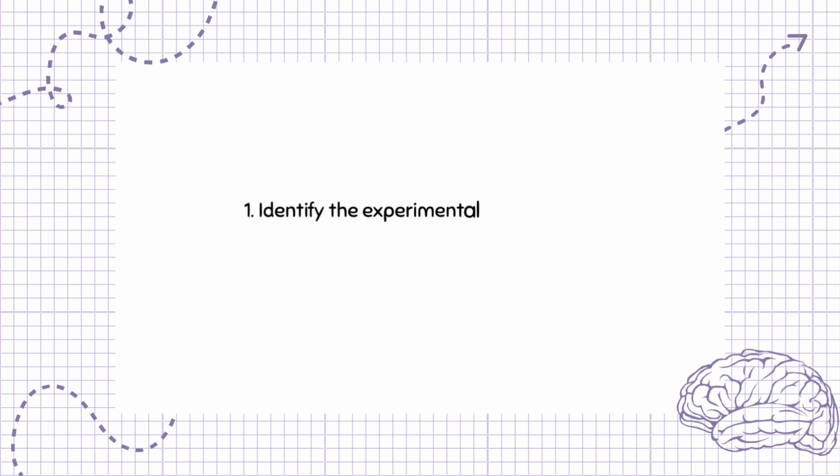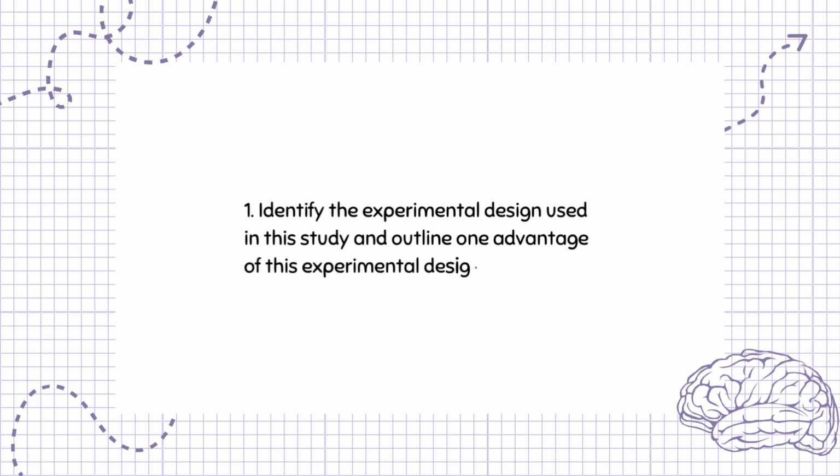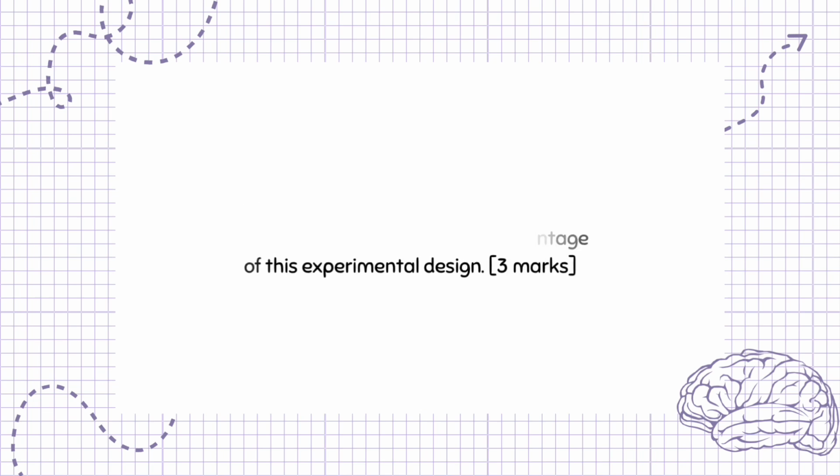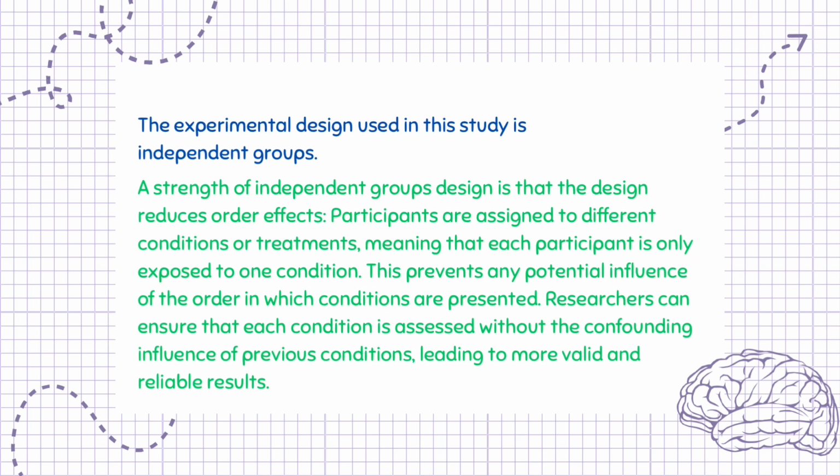Question 1. Identify the experimental design used in this study and outline one advantage of this experimental design. 3 marks. The experimental design used in this study is independent groups. A strength of independent groups design is that the design reduces order effects. Participants are assigned to different conditions or treatments, meaning that each participant is only exposed to one condition. This prevents any potential influence of the order in which conditions are presented. Researchers can ensure that each condition is assessed without the confounding influence of previous conditions, leading to more valid and reliable results.